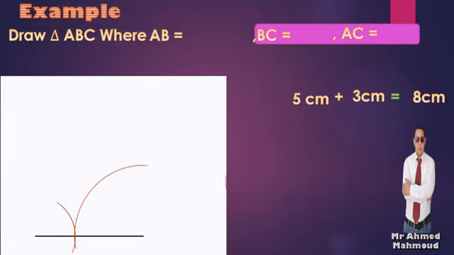Now I explained the three cases. In the first case, the sum was greater than the third. In that case, we can draw a triangle. In the second case, the sum was less than the third side, so we can't draw the triangle. In this case, the sum equals the third side, so we also can't draw the triangle.